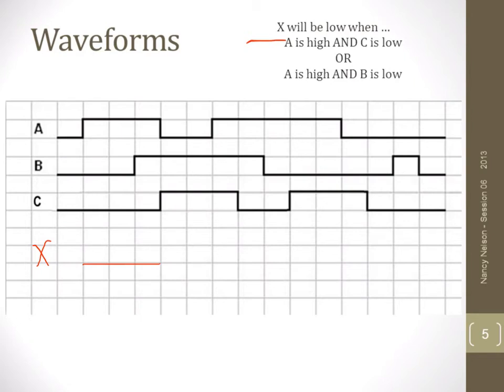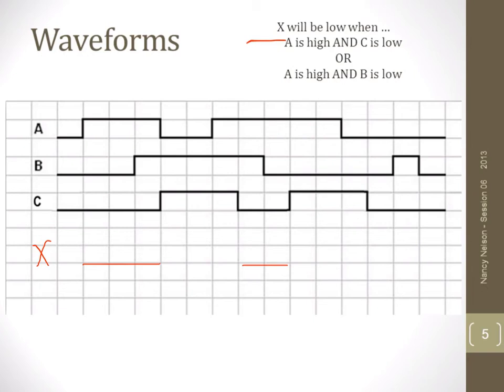So A is high for this period right here. Is C low for any of that? Yes, it is right here. So what we're going to do is mark that period of time in as a low. Do we have any more time periods where A is high and C is low? As we move along, A is high for these 2 right here, but C is also high, so that doesn't qualify, and that's it for A being high. So based on the first condition, X will be low for those 5 time periods.